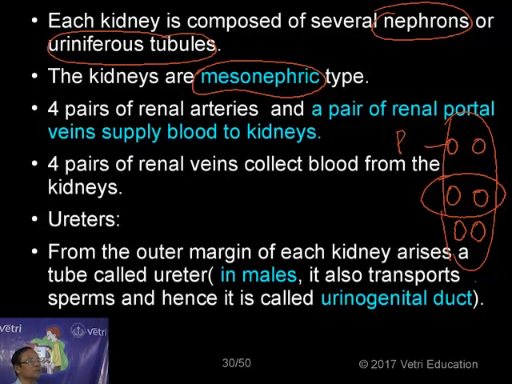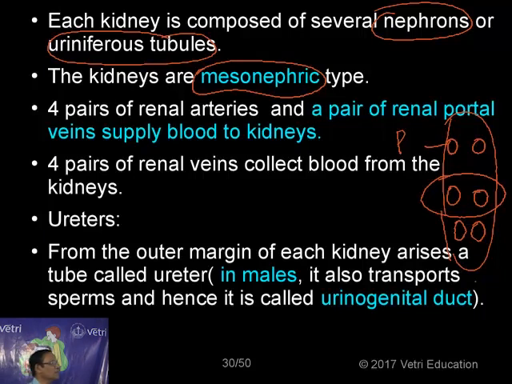In the arterial system, 4 pairs of renal arteries supply blood to the kidney, and a pair of renal portal veins supplies blood as well. The meaning of portal vein is that it starts in capillaries in the leg region and ends in capillaries in the kidney. Such a vein is called a portal vein. As the kidneys are involved, it is called the renal portal vein. So, 4 pairs of renal arteries and a pair of renal portal veins, coming from the posterior parts of the body, particularly the leg region, supply blood to the kidney.